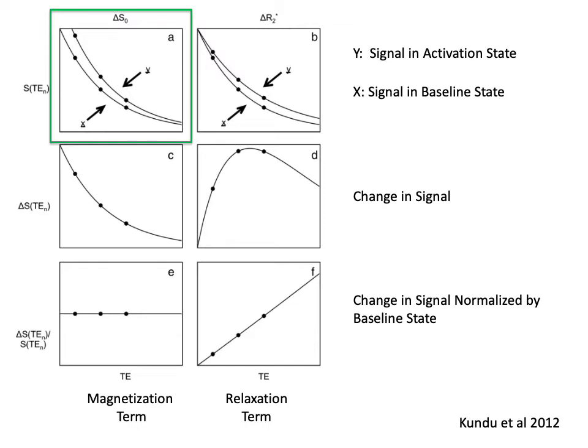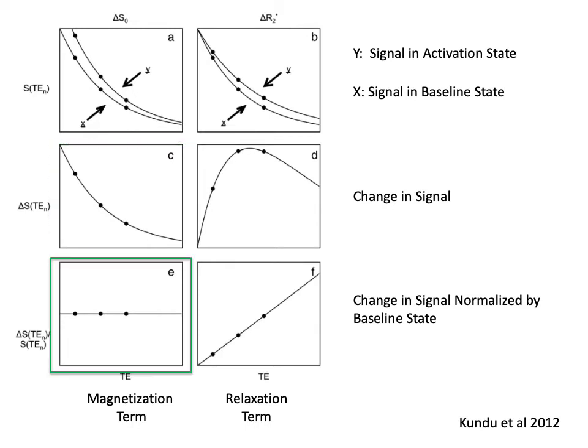If we compare the magnetization-related signals in the baseline and activation states, we see that the starting point changes, but the time constant of the exponential decay remains the same. As a result, the difference between the activation and baseline signals exhibits exponential decay with the same time constant. Normalizing this difference by the baseline signal leads to computing the ratio of two exponential decay curves with the same time constant. This ratio is independent of echo time.